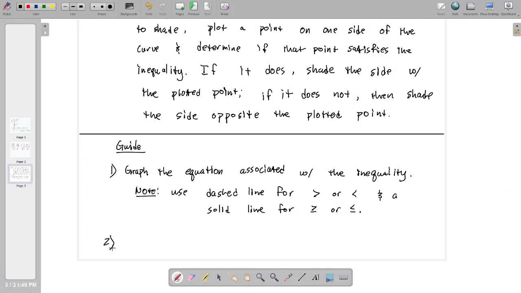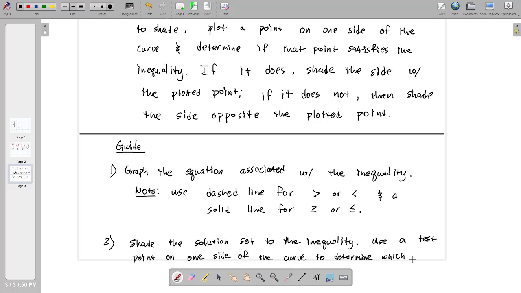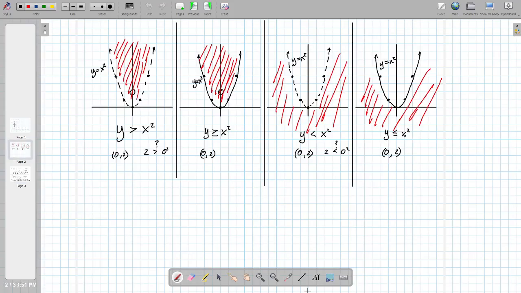And then step 2: shade the solution set to the inequality. Use a test point on one side of the curve to determine which side to shade. That's what we did second. We first graphed the curve, and then we used a test point, (0, 2), in each of these cases, to determine whether or not this point was a part of the solution set. If it is a part of the solution set, you shade this side. If it's not, you shade the opposite side.